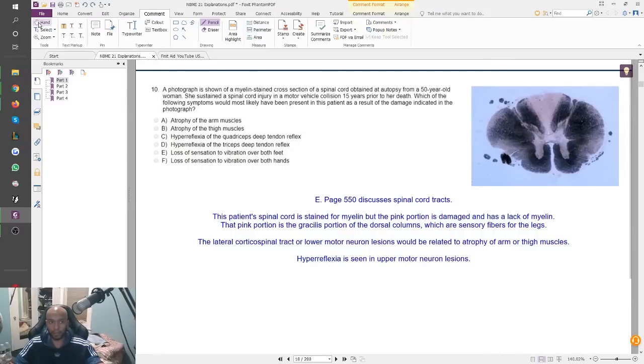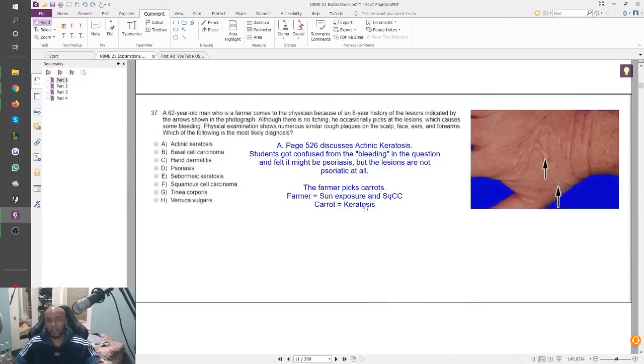Very easy once you just use those mnemonics, but at the end of the day, before Step 1, you want to make sure you're using more than just mnemonics to master stuff. And this didn't even require that much. It was just a lack of the gracilis. Very easy question.